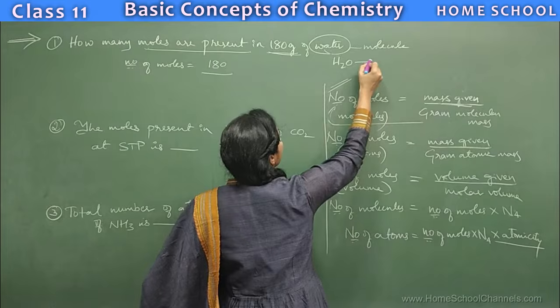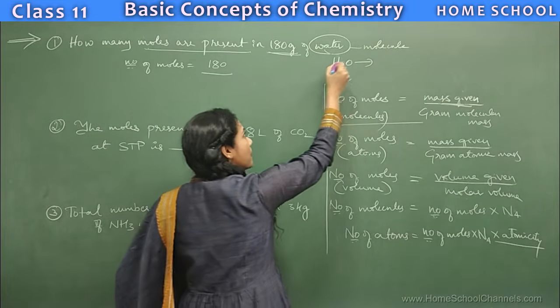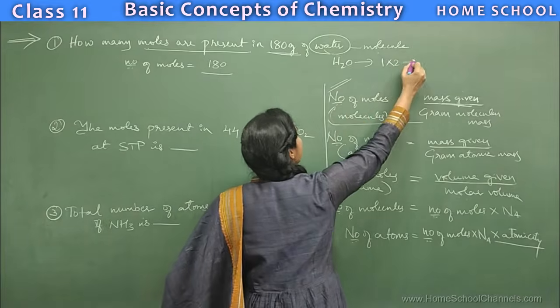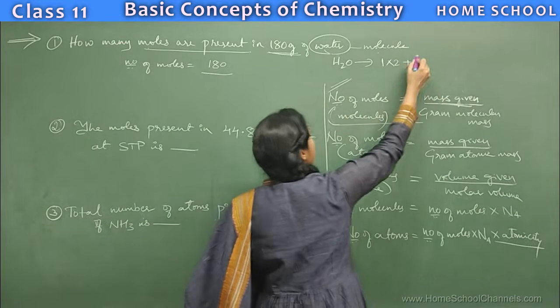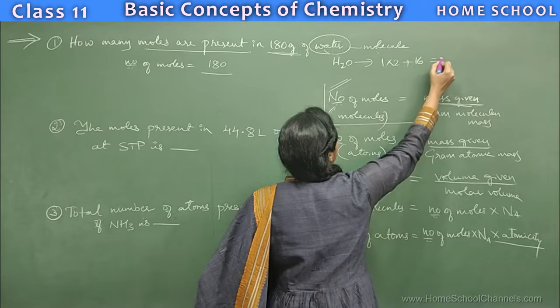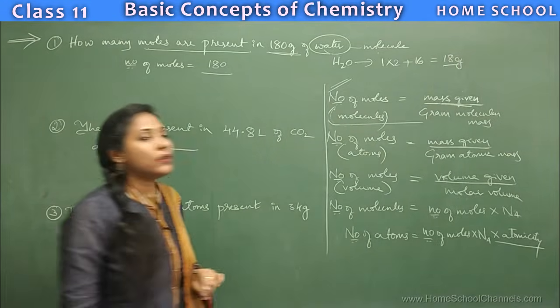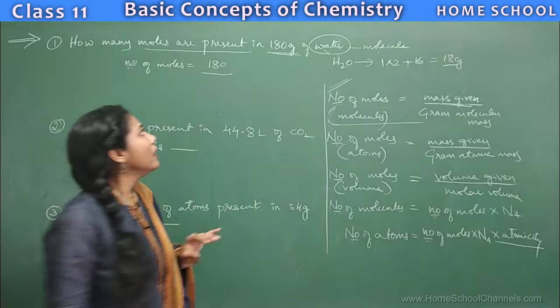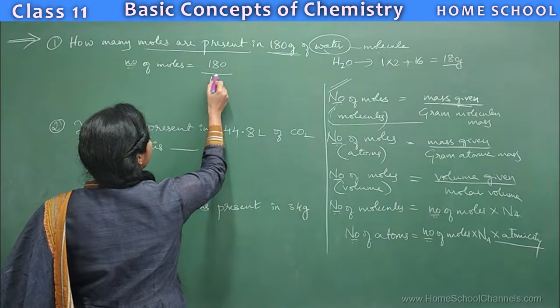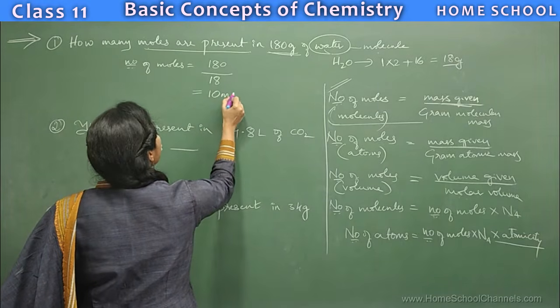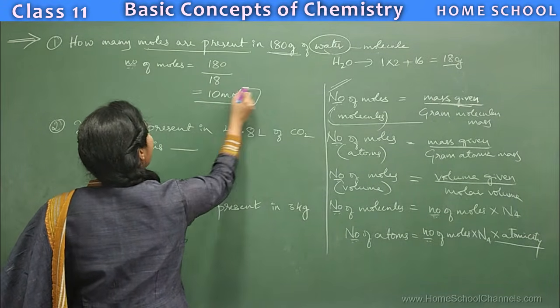And what is the gram molecular mass of water? H2O. What is its molecular mass? You know, the atomic mass of hydrogen is 1. How many are there? 2. Plus the atomic mass of oxygen is 16. So altogether you will get 18. So 18 grams is the gram molecular mass of water, right? Okay, so 180 divided by 18, what is the answer you will get? You will get 10 moles. So 10 moles is your answer.